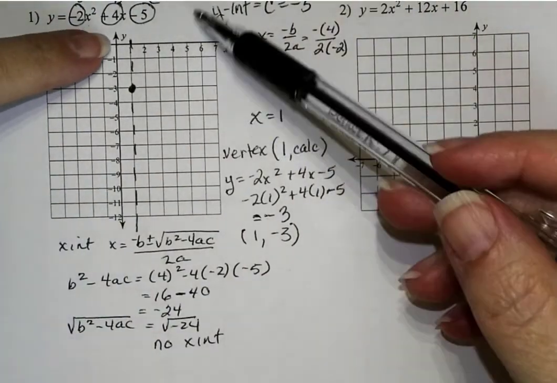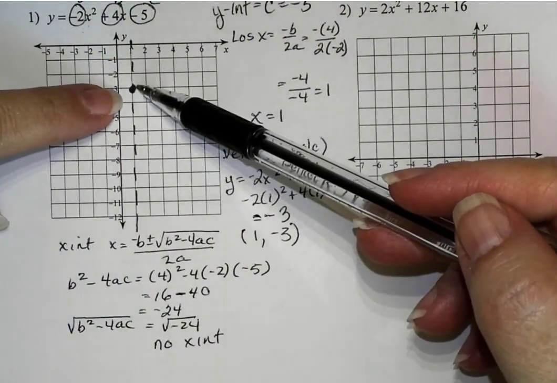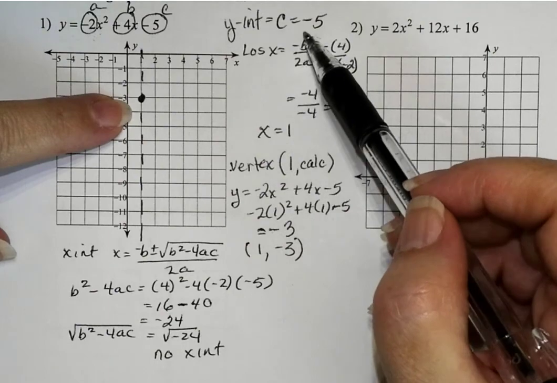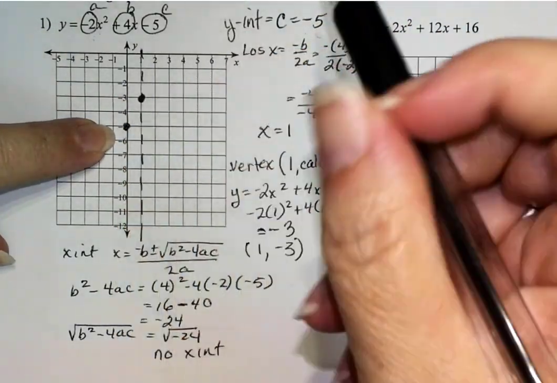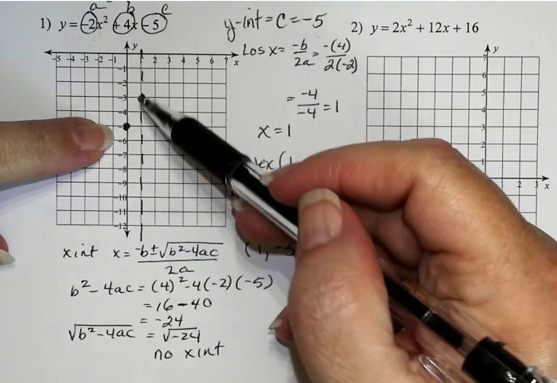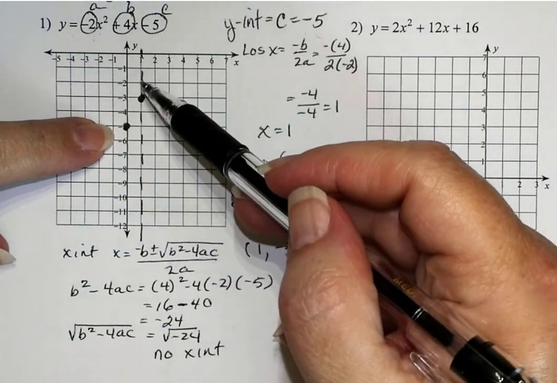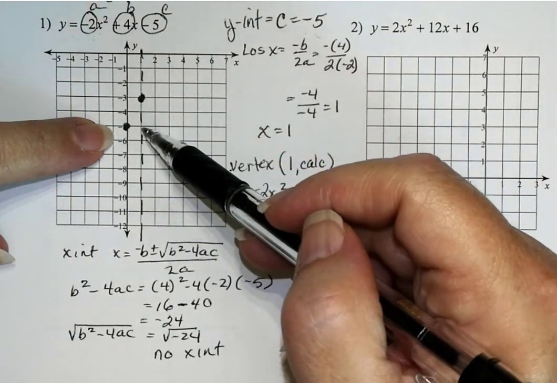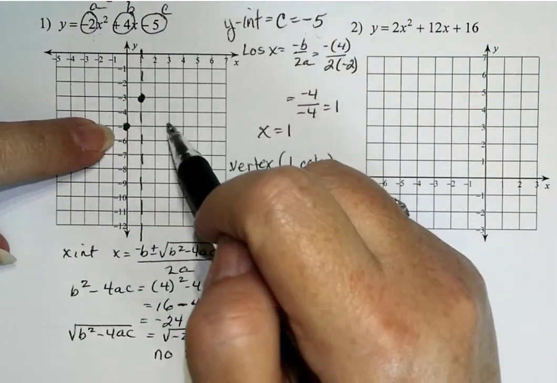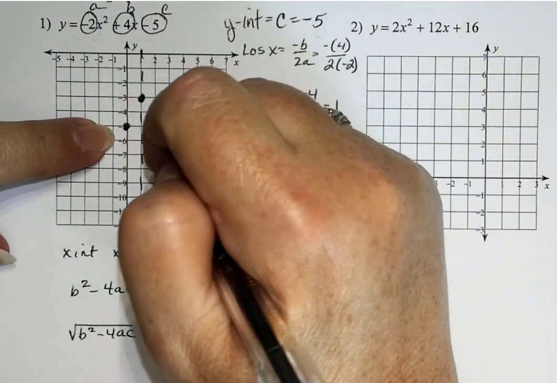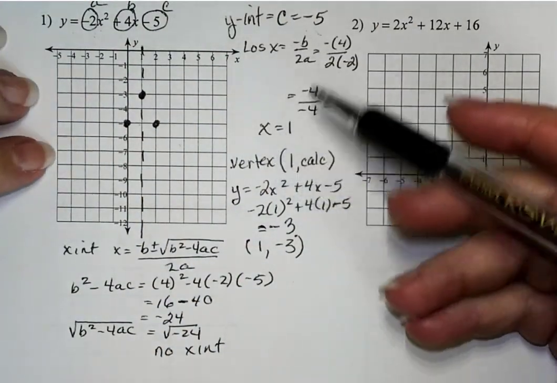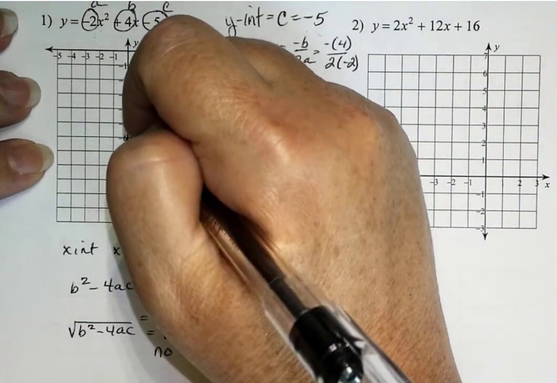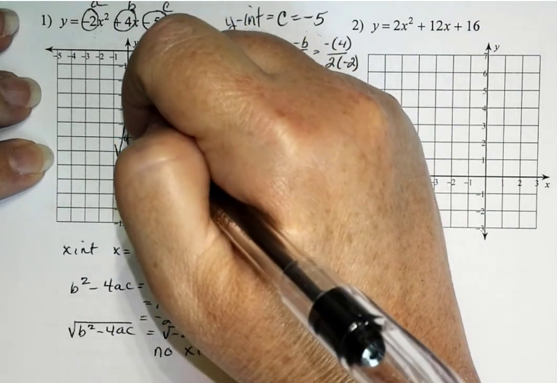Okay, so I have the line of symmetry I already did. I already had my vertex. My y-intercept was at -5. Since the line creates a mirror image, if I have this point 1 to the left, then I have its mirror image 1 to the right. And I did not have any x-intercepts. And so this U is going to look like this.